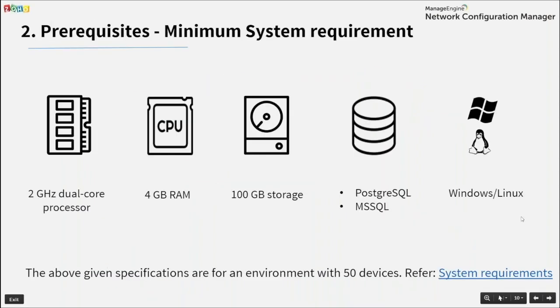So these are the minimum system requirements for NCM to seamlessly run on your network. You need a 2 GHz dual-core processor, 4 GB RAM, 100 GB storage, PostgreSQL or MySQL, and NCM runs both on Windows and Linux. These specifications are for an environment which has up to 50 network devices. And if you have more, you can go and check out our system requirements page.